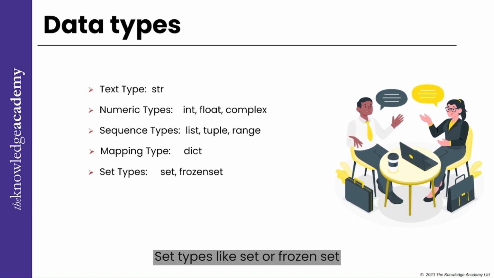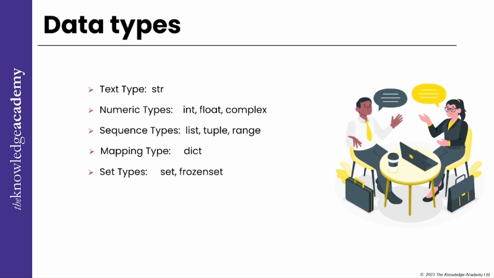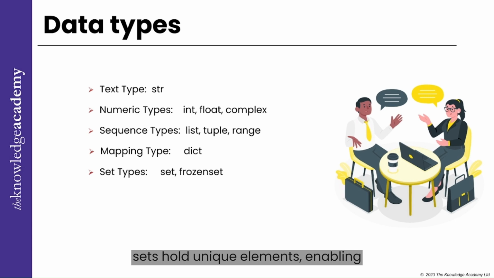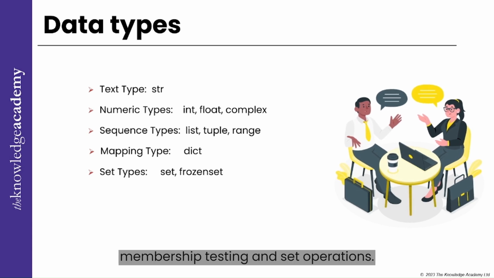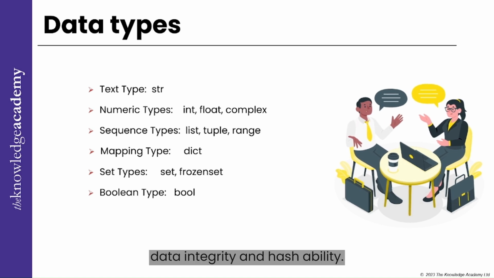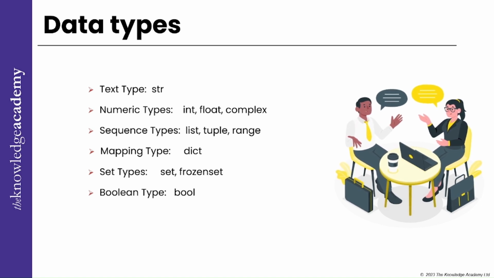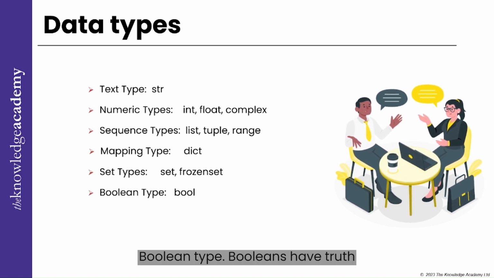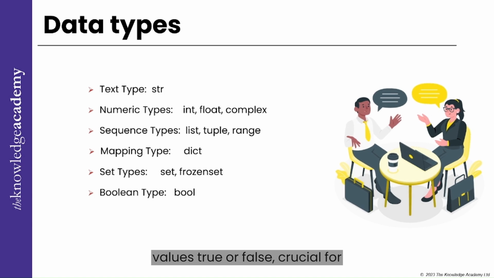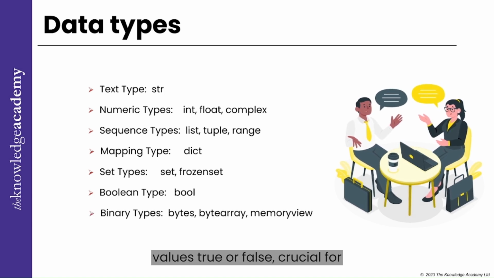Set types like set or frozenset. Sets hold unique elements, enabling membership testing and set operations. Frozen sets are immutable sets, ensuring data integrity and hashability. Boolean type. Booleans have truth values, true or false, crucial for logical operations and decision making.